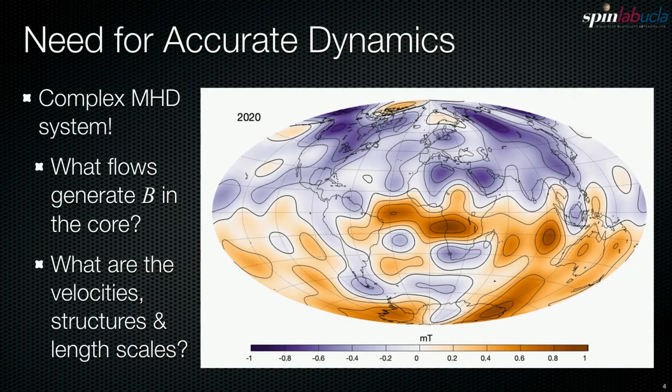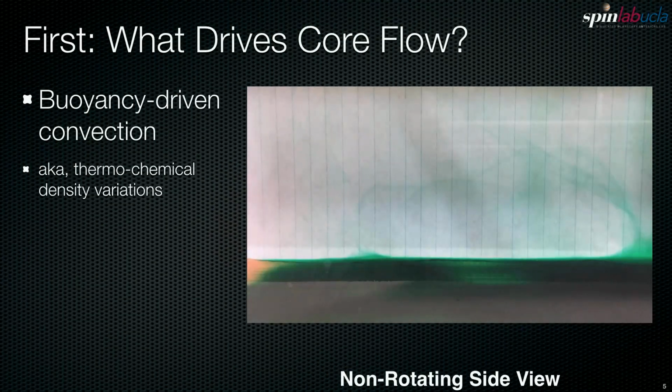Okay, so this is a very complex system. It's very remote, and we have limited data. And so that means we need good forward models. And what I'm going to focus on then is how do we build models of the flows in a planetary core that generate the magnetic field? What are their velocities, structures, length scales, and just how do they work? This is a tutorial, so that's the idea. How do things basically work?